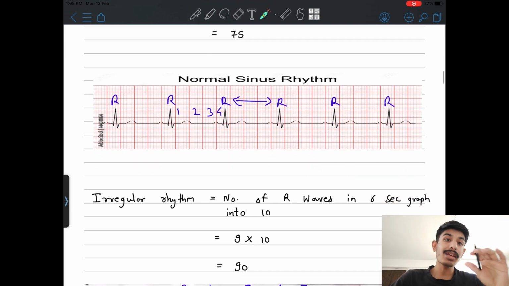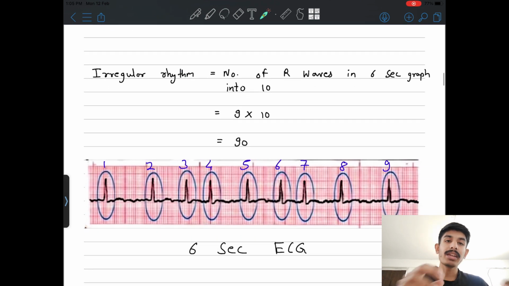But if the heartbeat is irregular, how will you calculate it? For an irregular heartbeat, you will take a 6 second ECG paper, and you will count all the R waves present in that 6 second ECG.